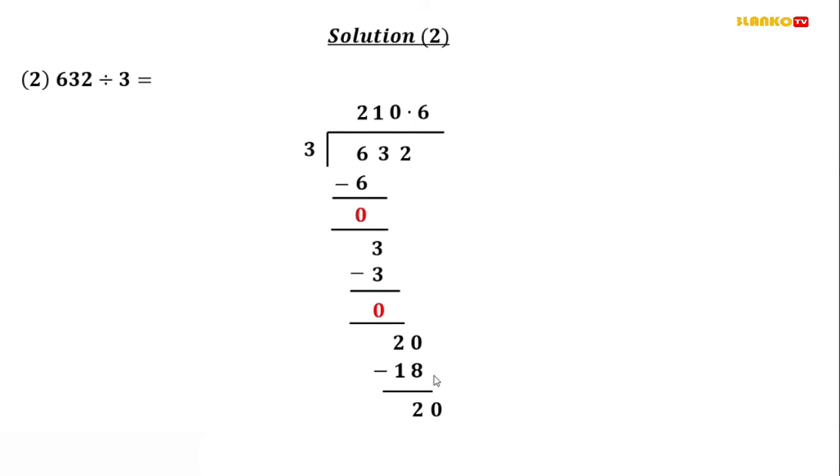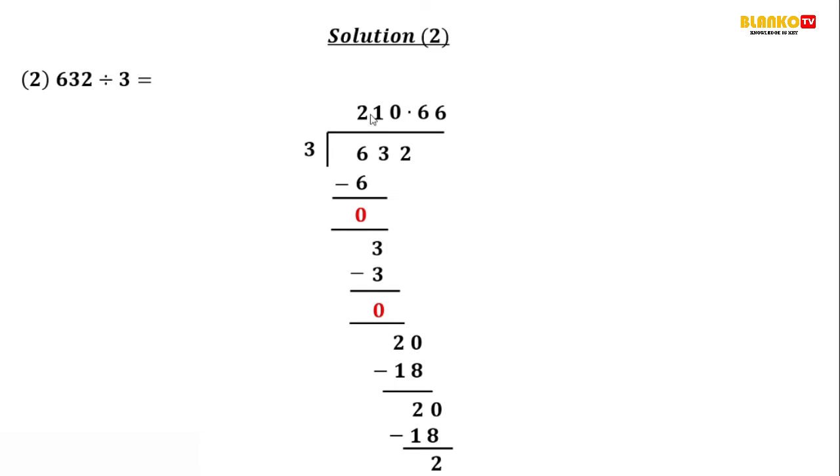Okay, so 3 goes into 20 once again is what? 6. And when we multiply 3 by 6, we are going to get 18. So when we subtract 18 from 20, we'll still get 2. So we add 0, and then it goes on and on.